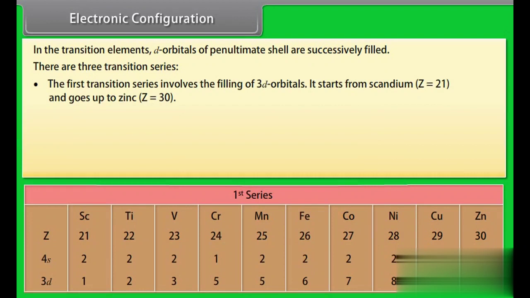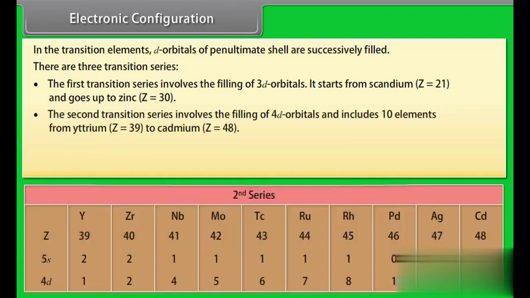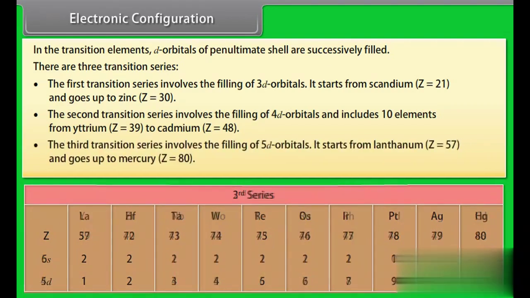It starts from scandium and goes up to zinc. The second transition series involves the filling of 4d orbitals and includes 10 elements from yttrium to cadmium. The third transition series involves the filling of 5d orbitals. It starts from lanthanum and goes up to mercury. Atomic radii and ionic radii.